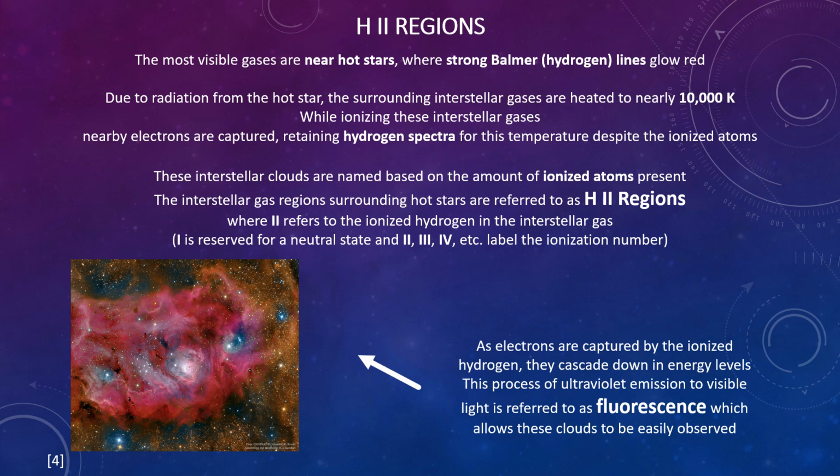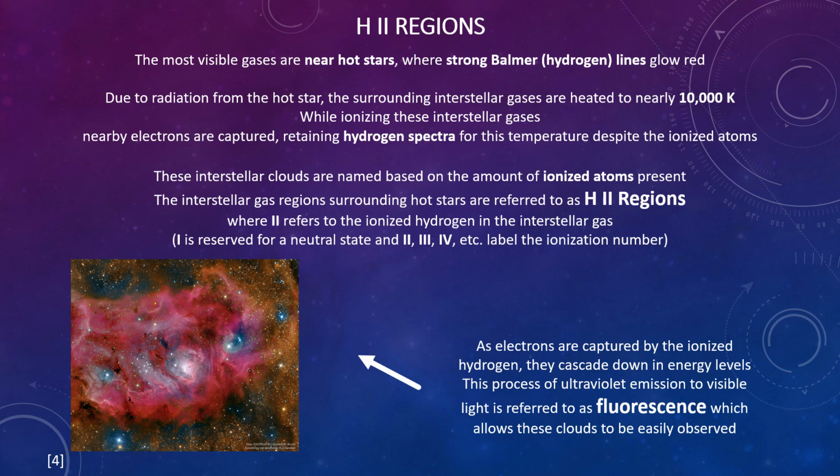So interstellar gas regions surrounding hot stars are referred to as H II regions, where the II refers to the ionized hydrogen. I is reserved for the neutral state, and then the higher numbers are reserved for higher ionization states. And so we have an image of an H II region around a star in the lower left.